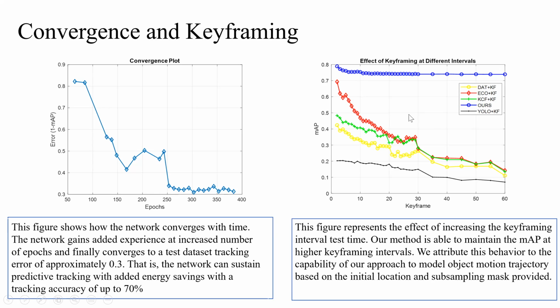And this is a plot where we show that our method is able to sustain its tracking performance even with a prolonged number of prediction steps, as opposed to the baselines, for which the accuracy goes down drastically as we increase the number of predictions per keyframe.